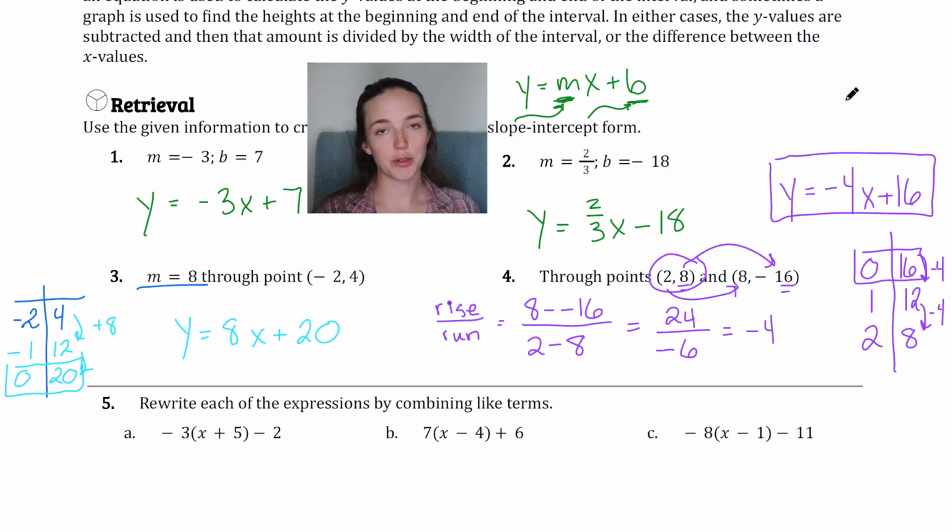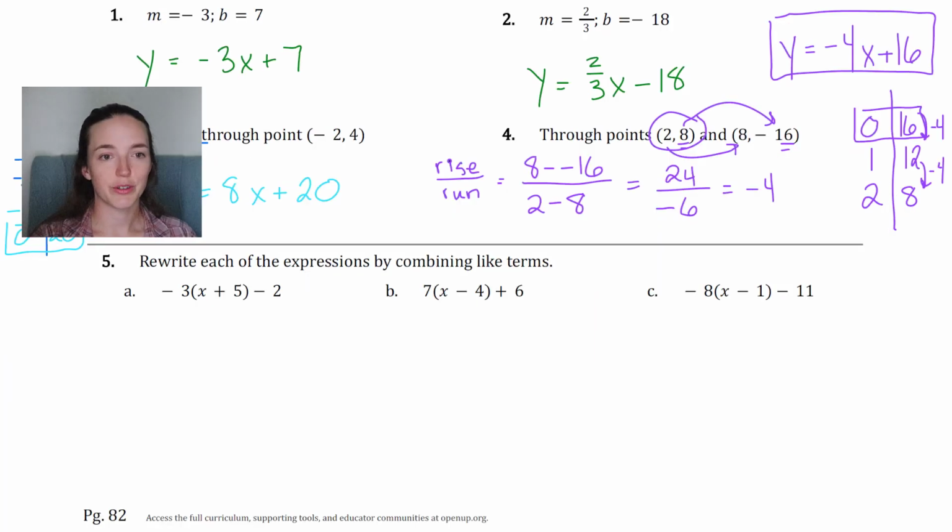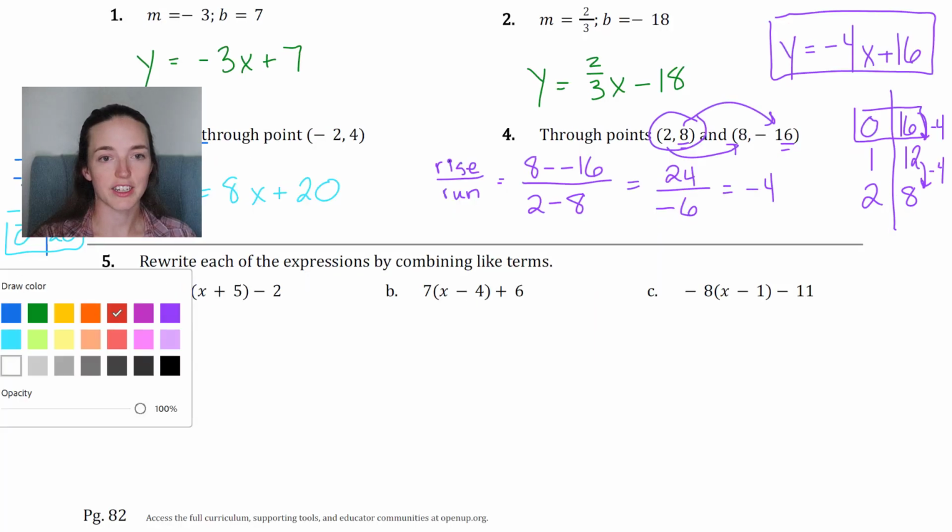So you either find the slope or you take the given slope, and then you fill out the table until you can find where the y-intercept is. And remember, y-intercept is step 0. Last thing we'll do in this retrieval is combine like terms.